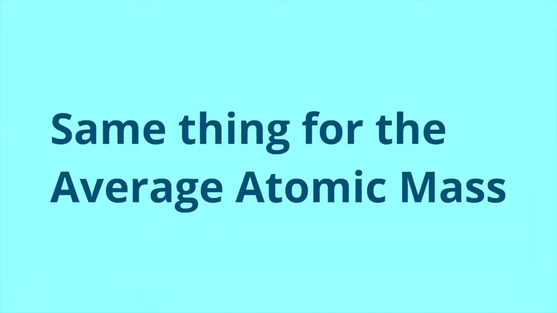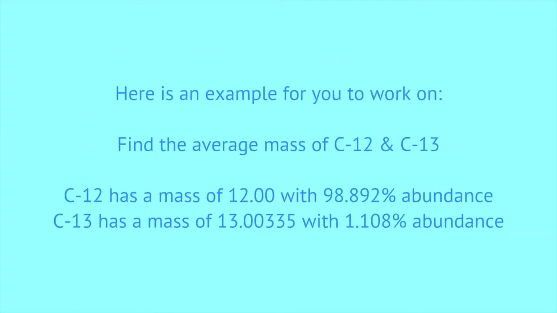Well, it's the same thing for the average atomic mass. Here's an example for you to work on. Find the average mass of C12 and C13. Now, do this the same way we just did for your grade, but instead of the average percentage of the category, use the mass, and instead of the percentage of weight for the grade, use the percent abundance. Pause the video here and try it for yourself.